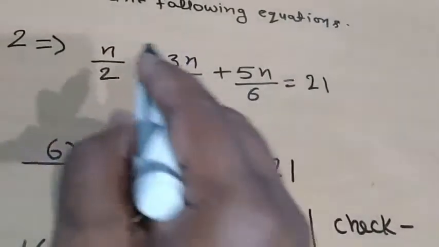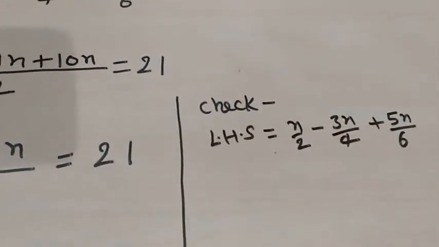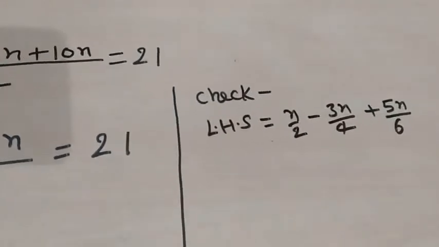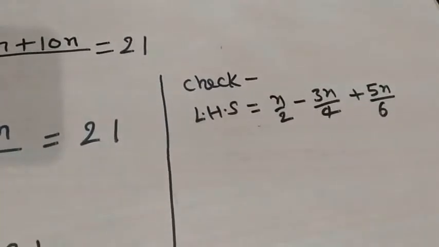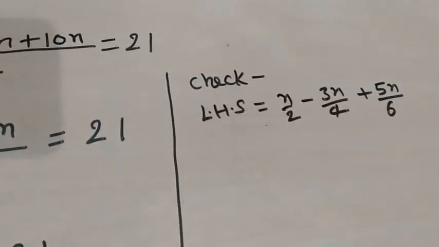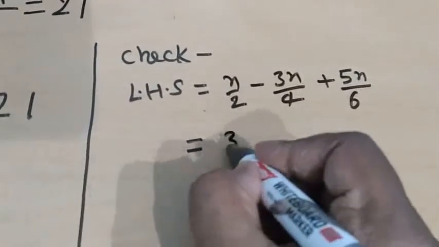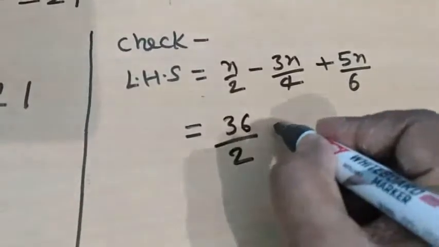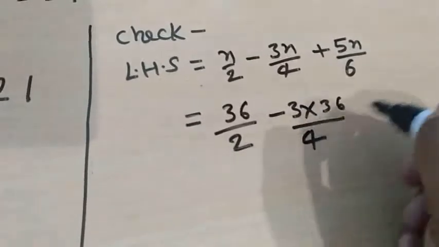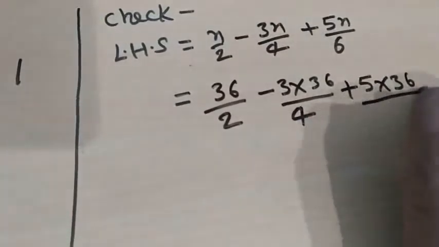Okay, so first you can see here we write check. This is the left hand side, and that is the right hand side. So the left hand side is n by 2 minus 3n by 4 plus 5n by 6. Now we are going to put the value of n. The value of n is 36. Okay, and solve this. Look here, we put the value of n: 36 by 2 minus 3 into 36 by 4 plus 5 into 36 by 6. Clear?